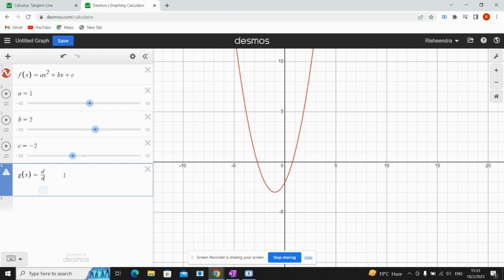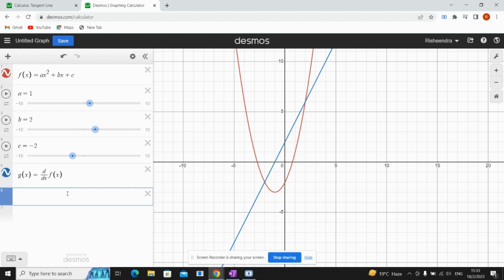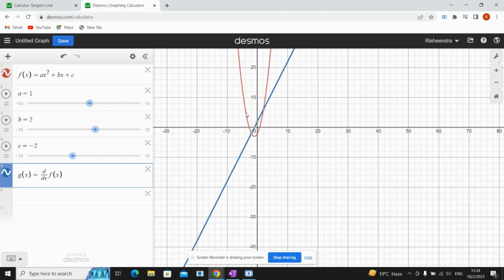So d by dx of f of x. See, got it. g of x is equal to d by dx of f of x, which means this line here indicates the slope of the given curve.